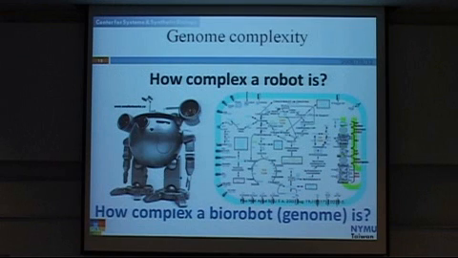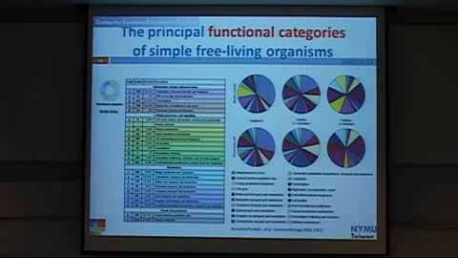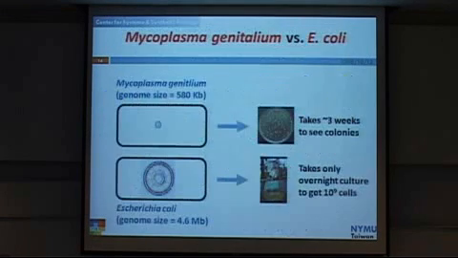Well, look at how complex the robot is. We're making a biorobot, a genome, at the whole genome scale. This is a paper describing the principal functional categories of simple free-living organisms like E. coli or B. subtilis. There are tons of functions involved in these cells. We can divide them into information storage, processing, signaling, and metabolism basically. But there are still other detailed functions available.